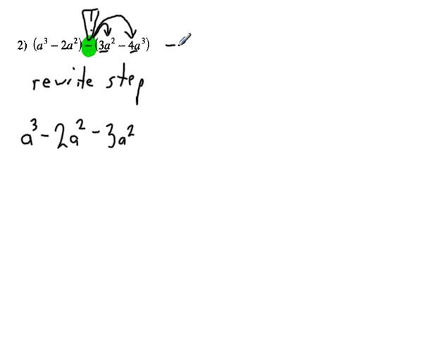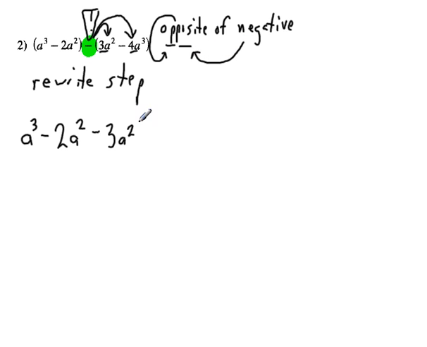Now you know when you have 2 negatives in the middle, what that means is opposite of my first negative sign and opposite of negative for my second sign. So opposite of negative is positive. You're flipping signs. So 4a to the 3rd power. All right, now let's go back to that awareness of like terms again.